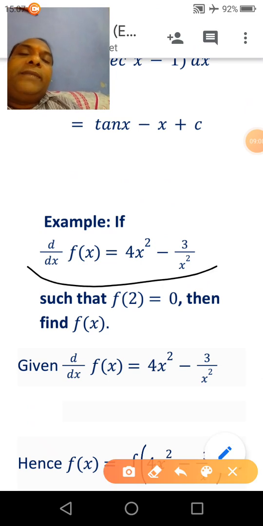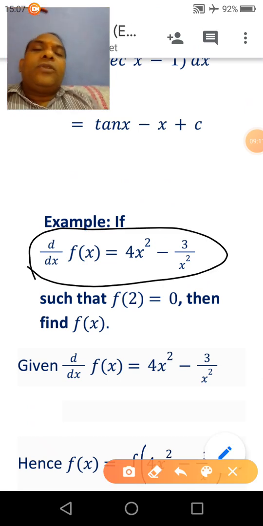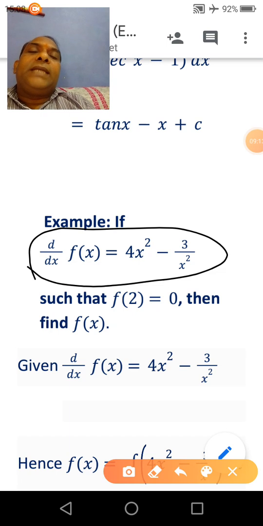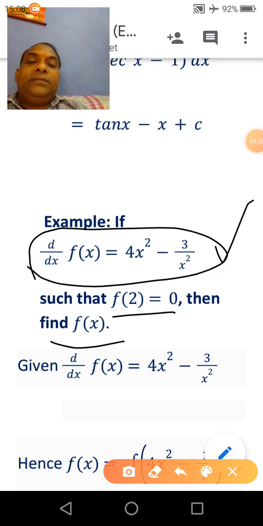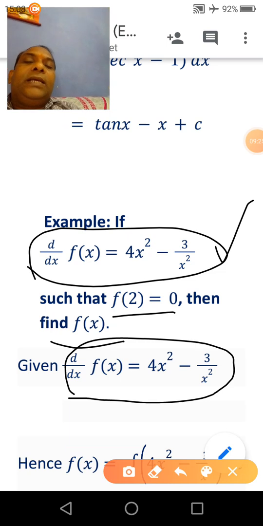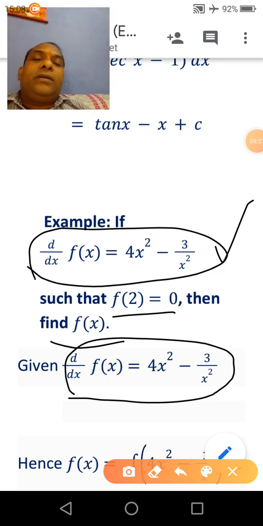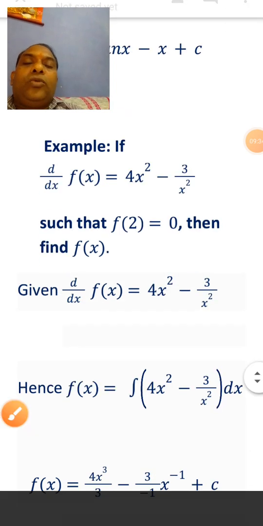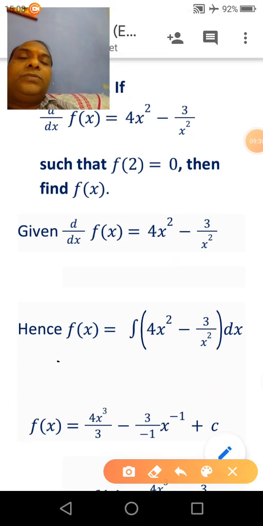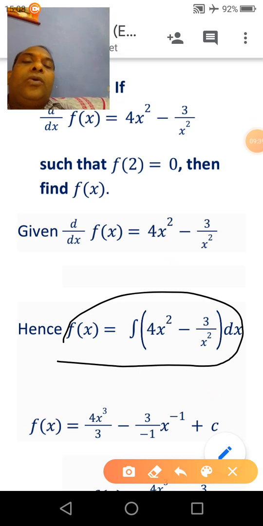If d by dx of f(x) is equal to 4x square minus 3 upon x square, such that f(2) is equal to 0, then find f(x). So here d by dx of f(x) is equal to 4x square minus 3 upon x square. So f(x) will be equal to the antiderivative of this portion. So f(x) will be equal to integration of 4x square minus 3 upon x square.